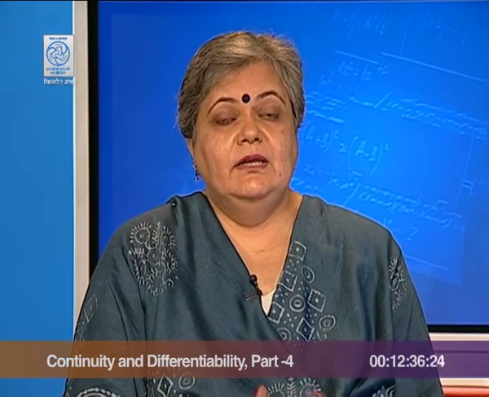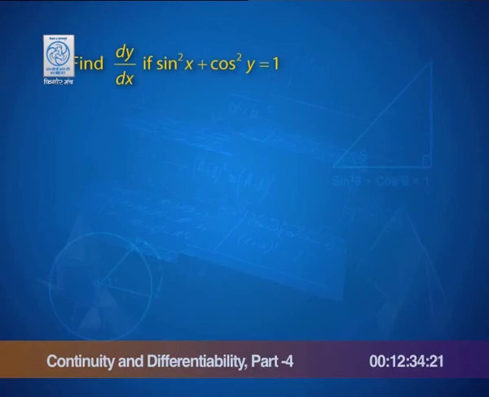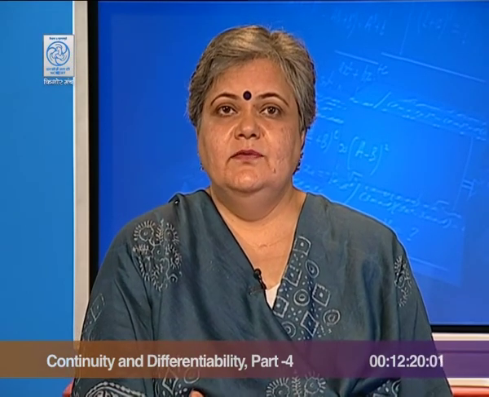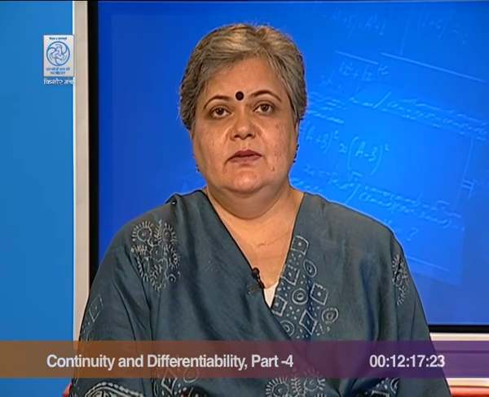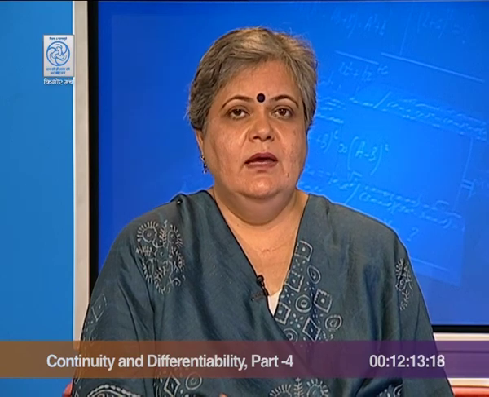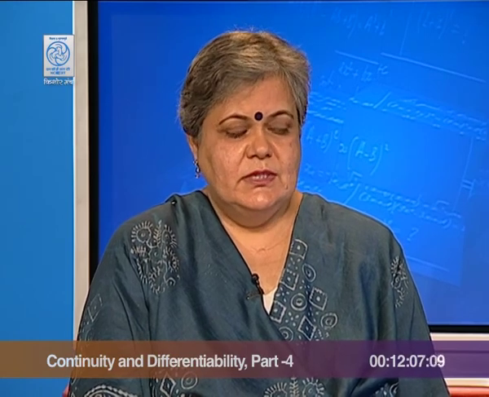How do I find dy by dx if I have an implicit function? In this case, the relation is sine square x plus cos square y is equal to 1. So, the task is the same. I have to find the rate of change, that is the instantaneous rate of change of y with respect to x, but I cannot express y in the language of x directly. What to do? Let us demonstrate.